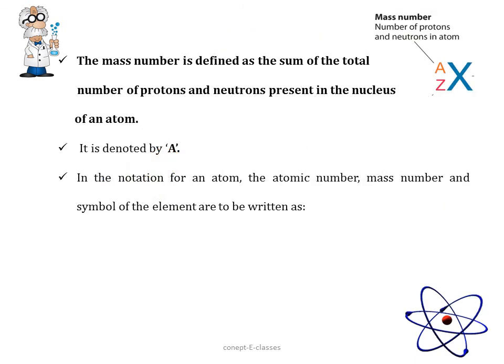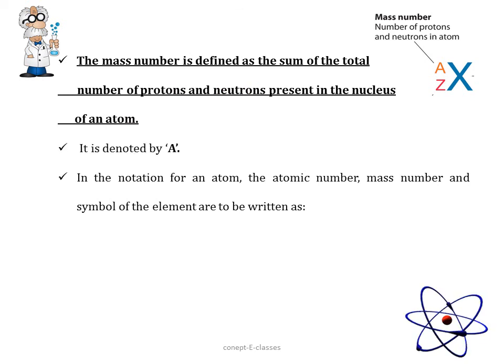Thus, we can define mass number as the sum of the total number of protons and neutrons present in the nucleus of an atom. Mass number is defined as the sum of the total number of protons and neutrons present in the nucleus of an atom. It is denoted by A.